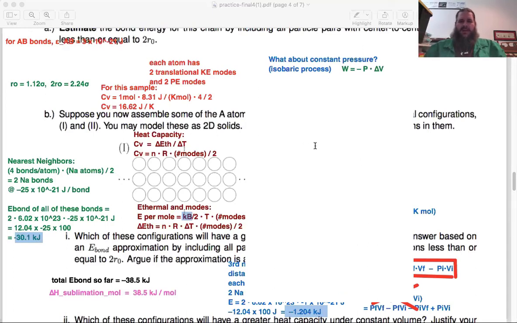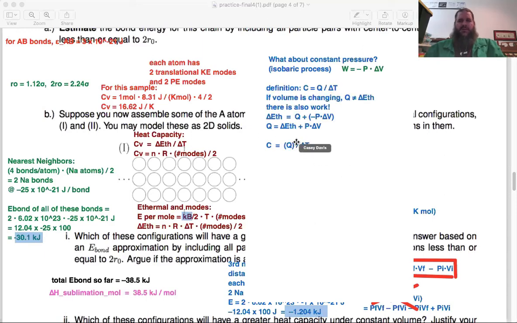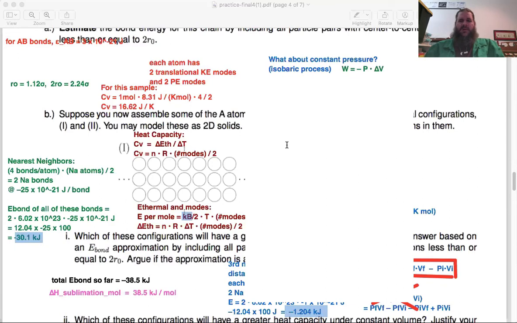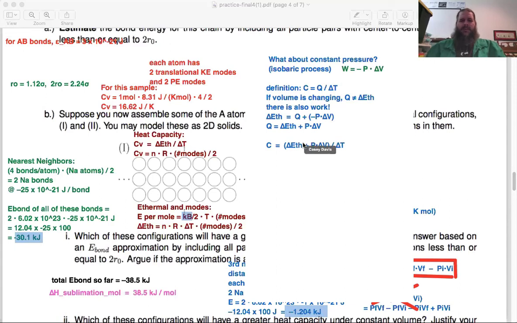So let's make that correction. Instead of writing heat capacity as just C equals heat over delta temperature, we can replace heat with delta E thermal plus P times delta V. So it's still heat. It's just we're splitting up heat into how much heat goes into raising the temperature versus how much heat is lost as work, making the gas expand. Any questions on that so far?